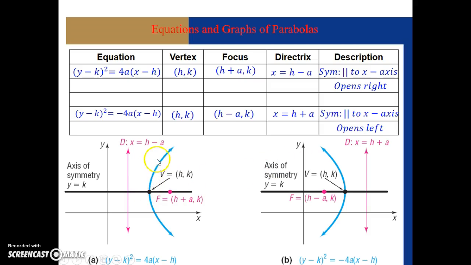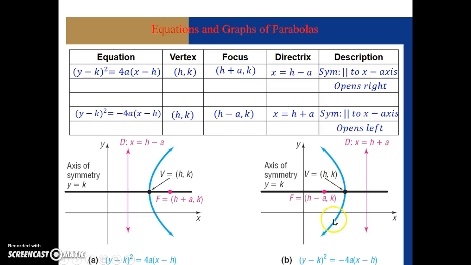Here we have a parabola that opens to the right. We can see that here is the vertex point (h, k). The focus, which is always inside the parabola, so if the parabola opens to the right, the focus should be a point that's to the right of the vertex. The directrix is going to be this line, x equals h minus a, and the axis of symmetry is going to be the line y equals k.